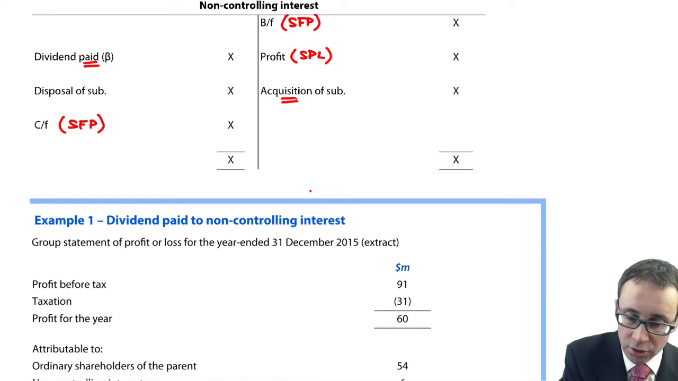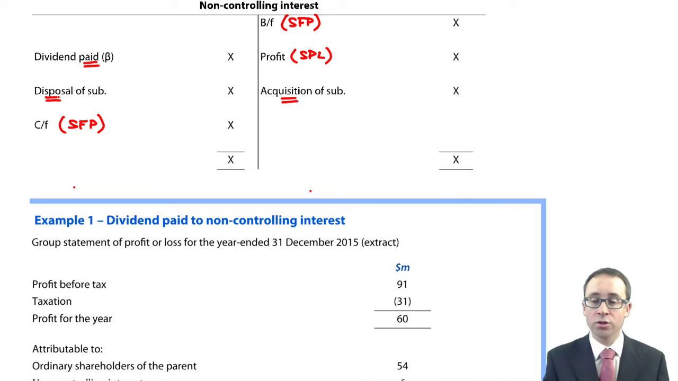If there is a disposal of a sub, then we no longer control the sub. The assets have gone, the liabilities have gone, and also the non-controlling interest has gone. So we need to reduce the non-controlling interest by whatever non-controlling interest was disposed of at the date of disposal.